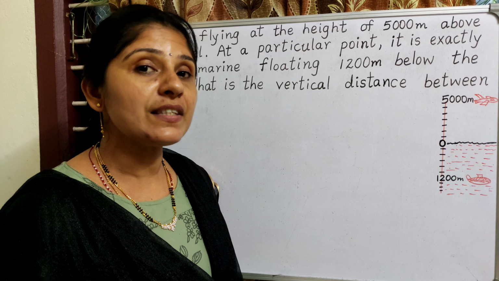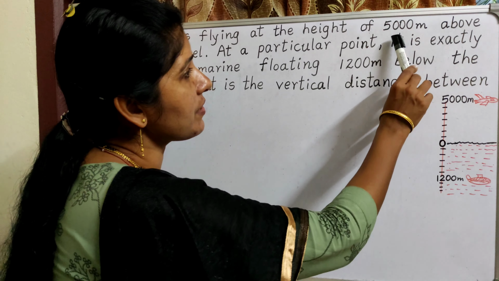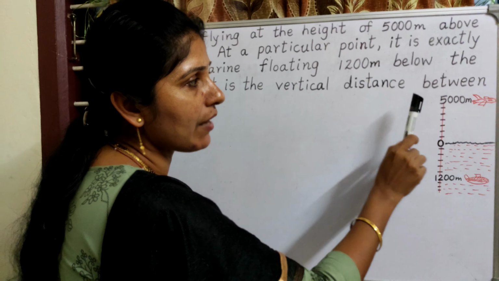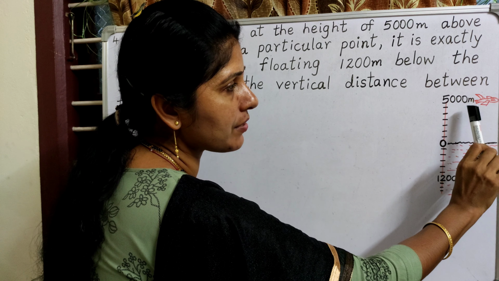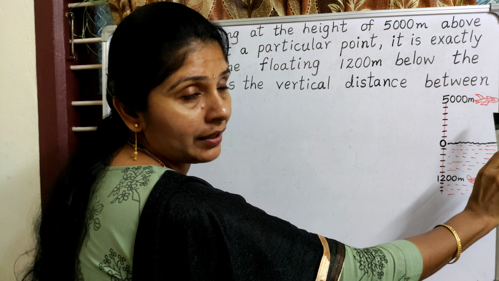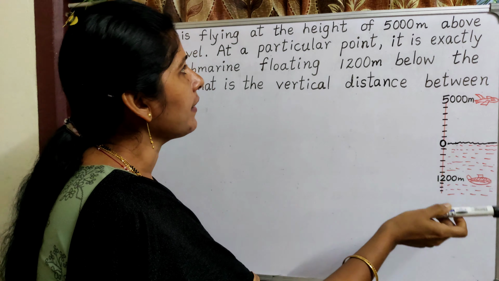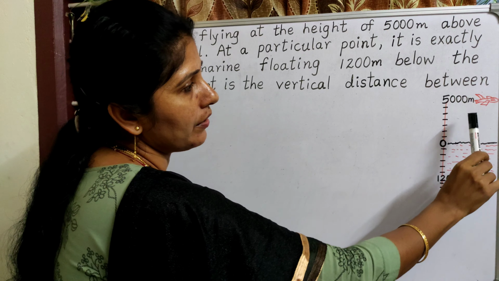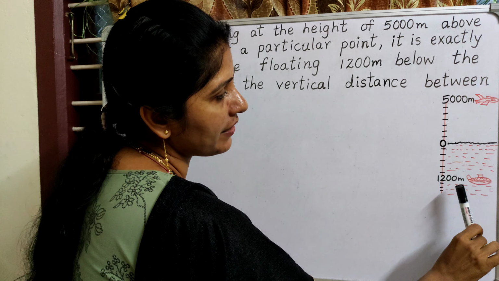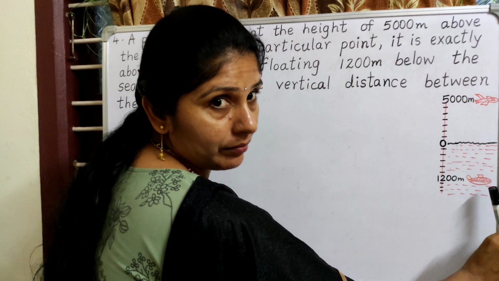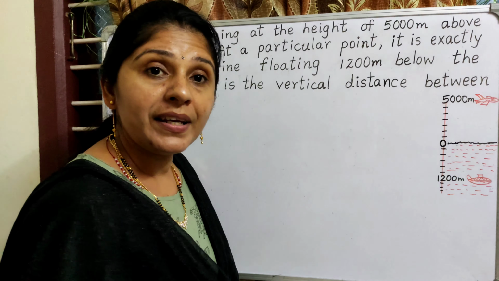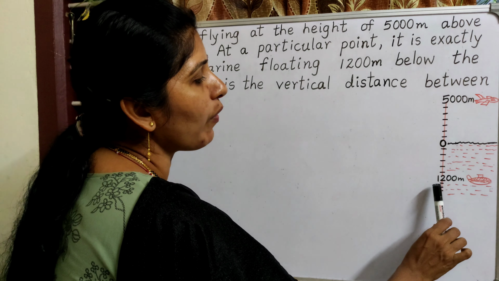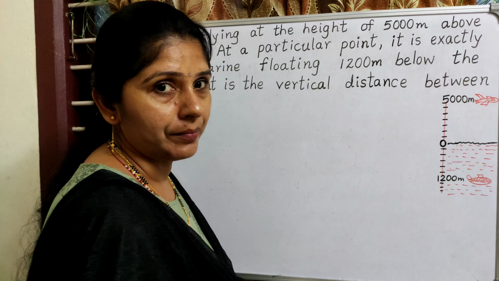Students, a plane is flying at the height of 5000 meter above the sea level. This is the sea level. Above the sea level, at the height of 5000 meter, a plane is flying. It is exactly flying at a particular point above a submarine. Here the plane is flying and here the submarine is floating. The submarine is floating in the water at the depth of 1200 meter.